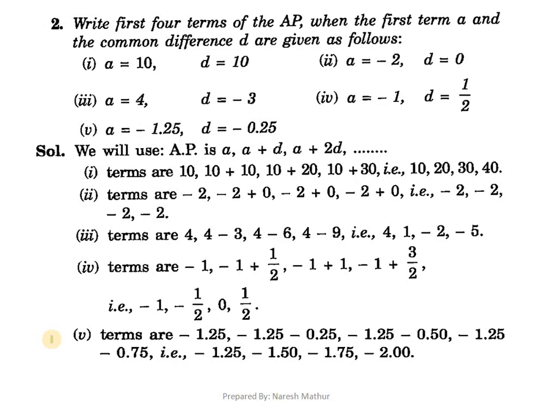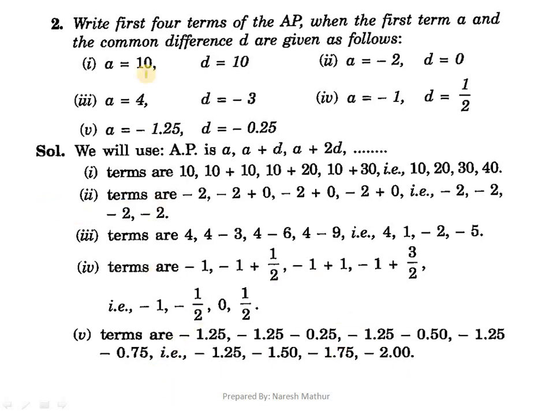Now the second question. Write the first 4 terms of the AP when the first term A and the common difference D are given as follows. We are given A and D and we just need to write the first four terms. The general form of an AP is A n equals A plus n minus 1 D, or we can just represent the terms as A, A plus D, A plus 2D, A plus 3D and so on.